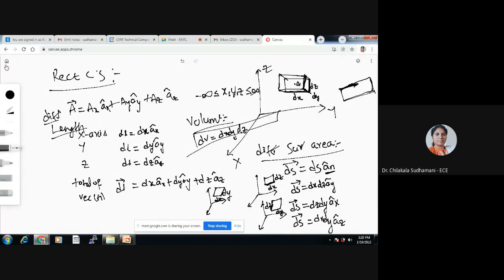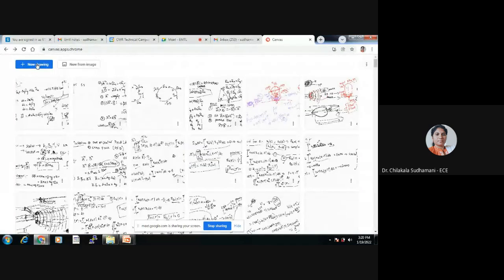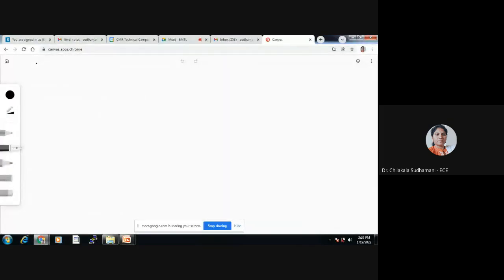Next one is the cylindrical coordinate system. Do you have any idea about the cylindrical coordinate system? The example for a cylindrical coordinate system is a cylinder. Okay. Now previously we considered the rectangular coordinate system with x, y, z as the major directions. X, y and z. This is for the rectangular coordinate system.